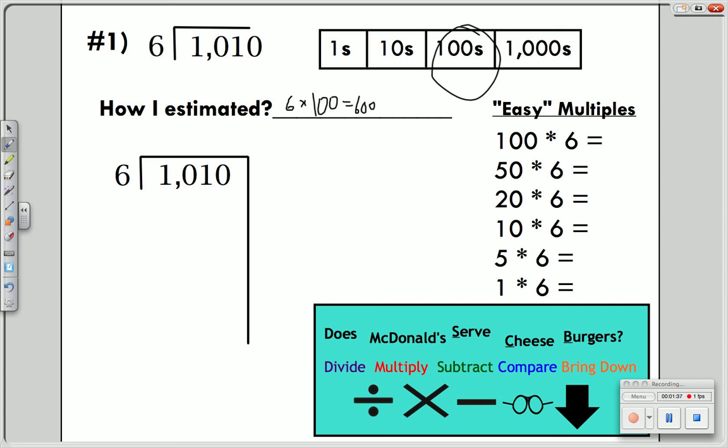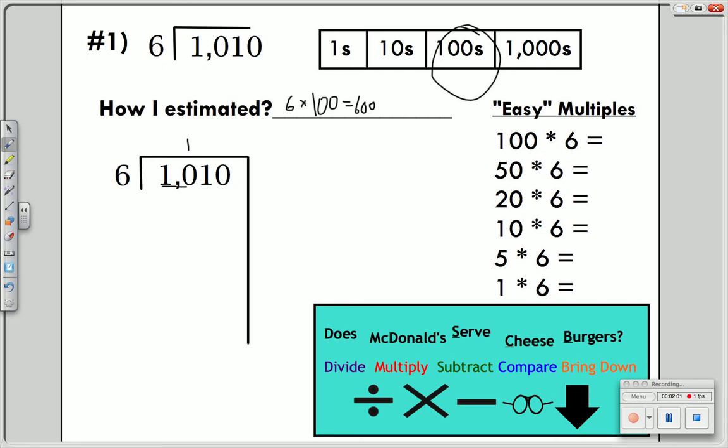Now let's actually go and solve the problem. We're going to ignore the line down here because that's what is used for the partial quotients algorithm. So does McDonald's serve cheeseburgers? First thing I have to do is I take a look at the 6 and see, does it go into the 1? No, 6 does not go into 1. So I'm going to use the next place value, which the number would then be 10. So does 6 go into 10? Yes, it does. 6 goes into 10 one time.